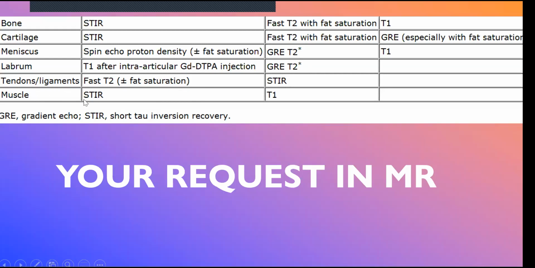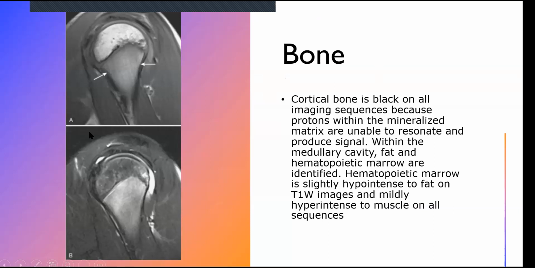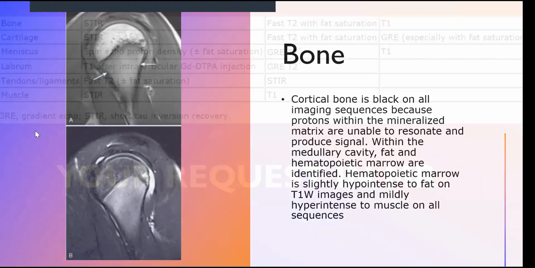The muscle, as you see, is always iso signal intensity or intermediate. So that's why STIR and T1 are always the same. So what about the bone? Cortical bone is black in all image sequences.